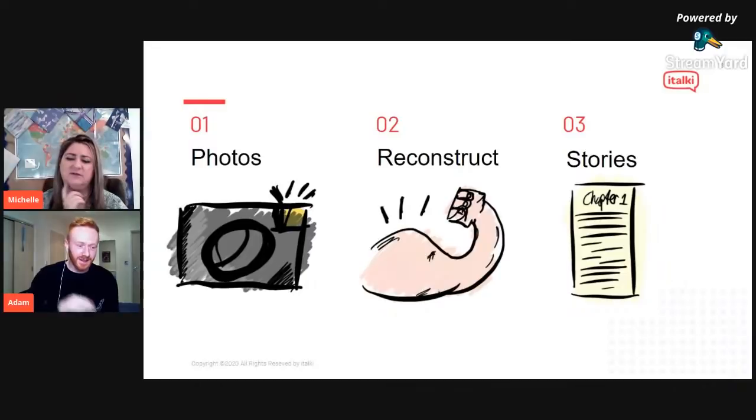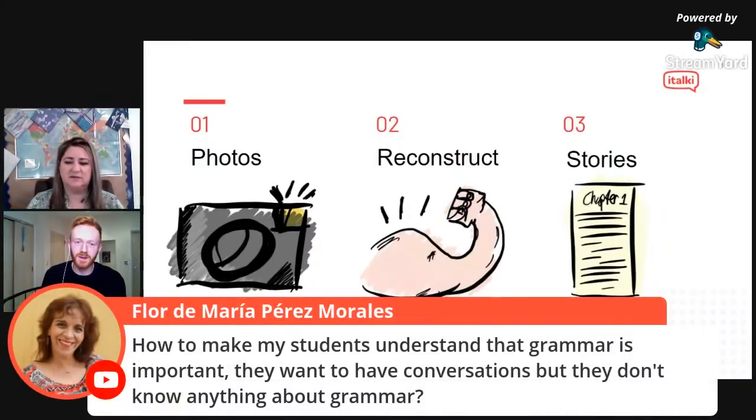I want to bring up a question because I think it could go into your last point and the next point. So the question is from Floor, and is how to make my students understand that grammar is important. They want to have conversations but don't know anything about grammar. So how would you pull that into photos as an example?